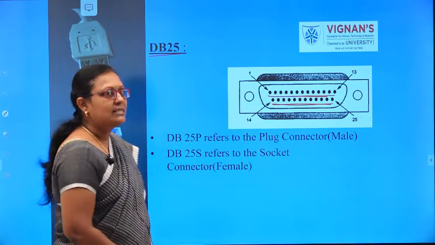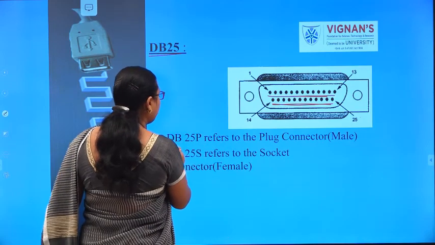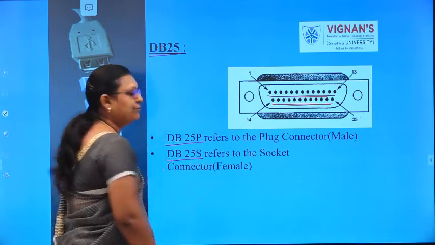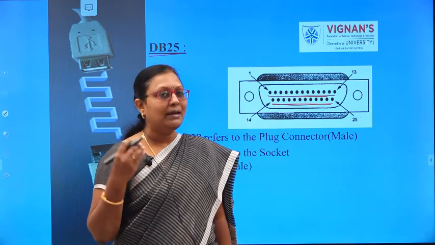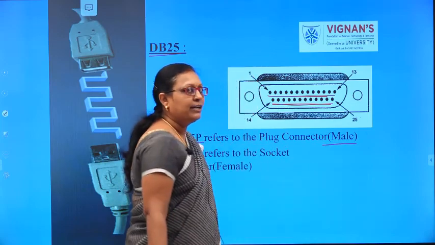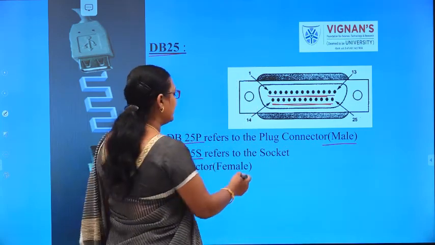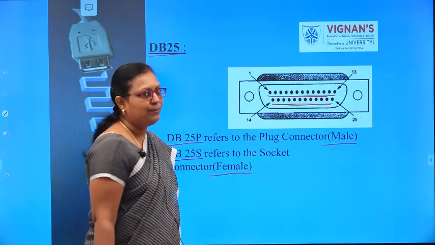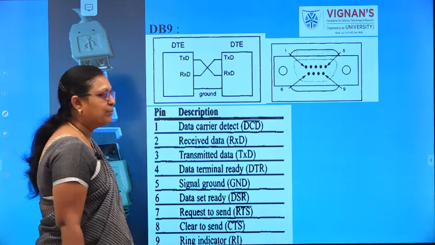Okay, so it consists of two types of connectors. One is DB25P and the other one is DB25S. DB25P refers to the plug connector, which is called the male connector over here, and DB25S is called the socket connector, which is called the female over here. Okay, so this is the DB9 type of connector.